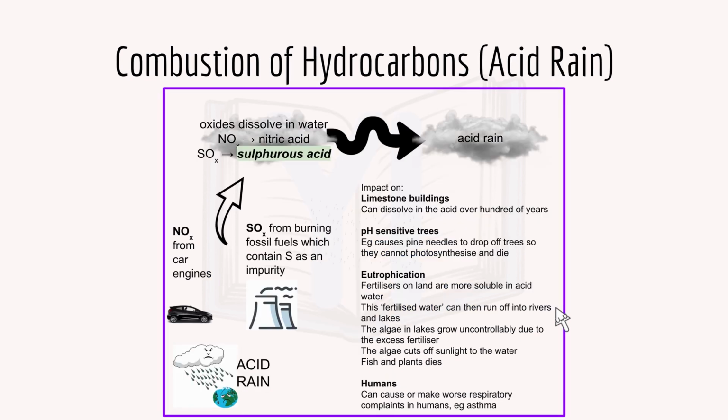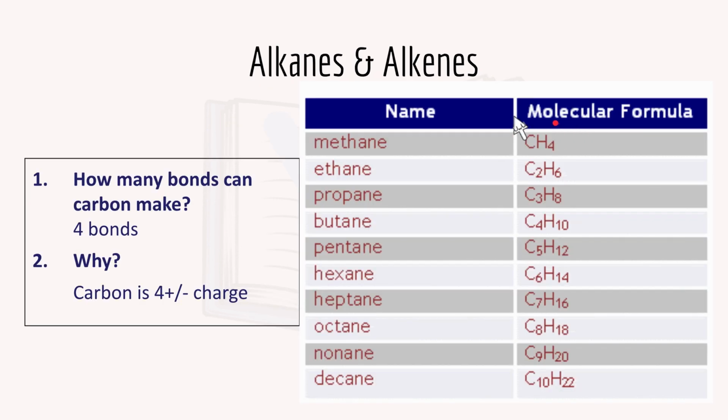And we'll move on now to acid rain. This acid rain, I covered it in my first lesson for chemistry, I'm pretty sure, the reactivity series. So go check the reactivity series chemistry video for more in-depth on acid rain. But we'll move on now to alkanes and alkenes, which is the exciting part of organic chemistry. So how many bonds can carbon make? It can make 4 bonds.